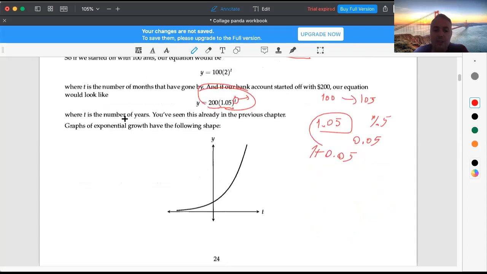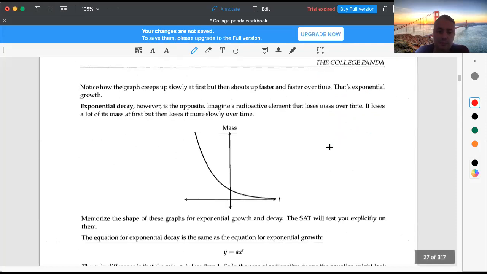Now, exponential growth, something like that. So the y values are growing rapidly, very quickly. So the y values are getting bigger and bigger very quickly. Now we will see the exercises, the samples, and you will understand better, I am sure. Now, notice the graph creeps up slowly at first, and then shoots up faster and faster over time. That's exponential growth. Now exponential decay.